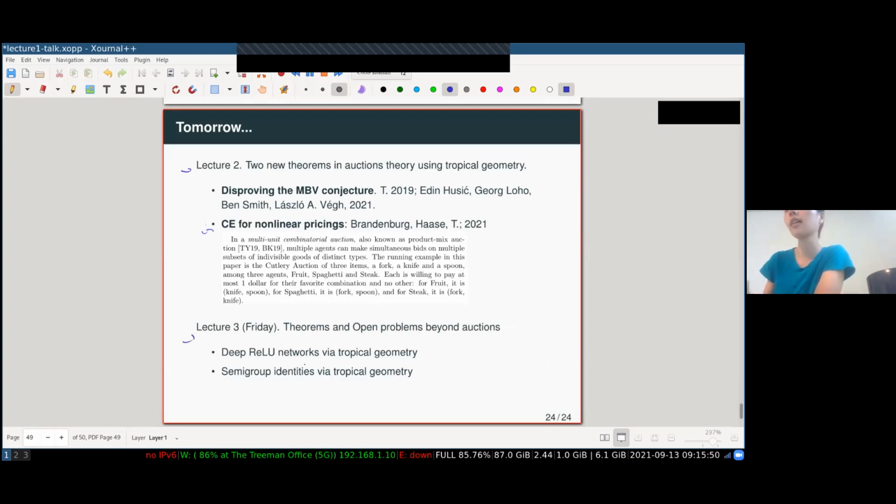And then on Friday, we'll move away from auctions. I'll talk about more open problems. There's one involving deep ReLU networks, in neuroscience and machine learning, and then another one involving semigroups. Oh, sorry, I'm a bit over time.